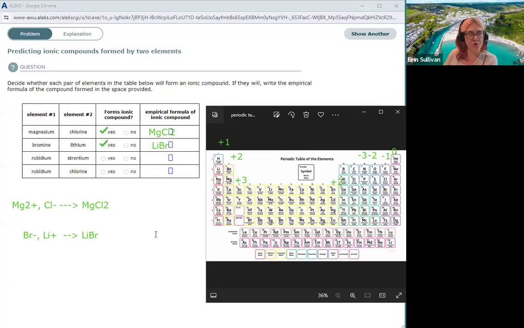Okay, so rubidium and strontium. Rubidium's a group 1 metal, strontium's a group 2 metal. Those are both metals. They will not form an ionic compound. They'll form an alloy.